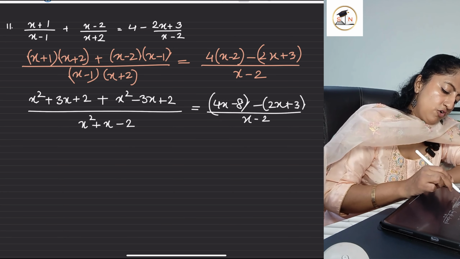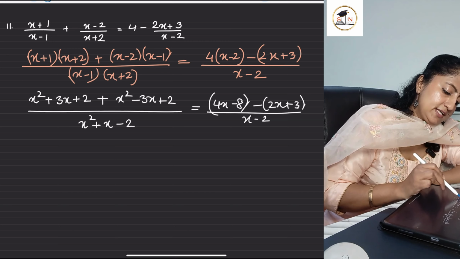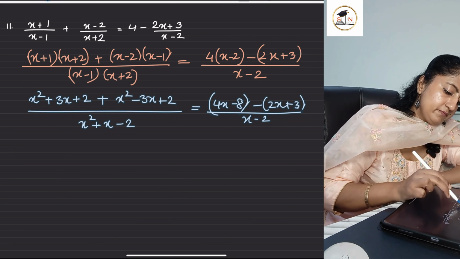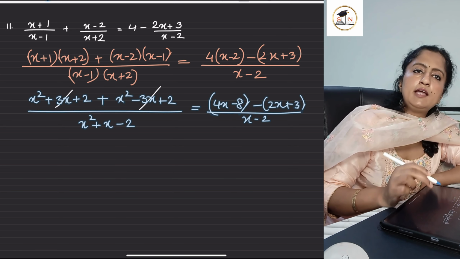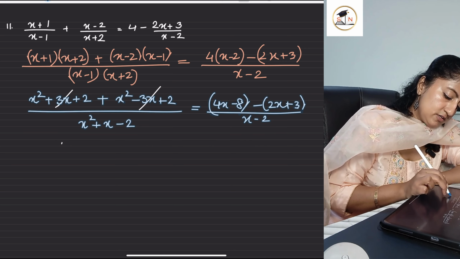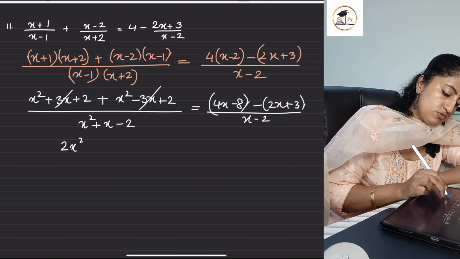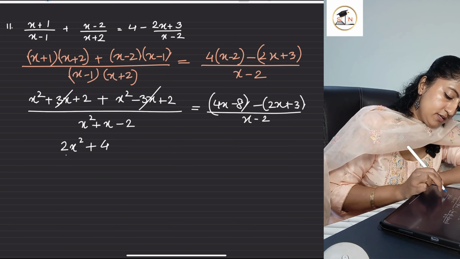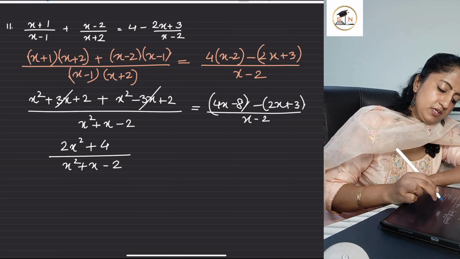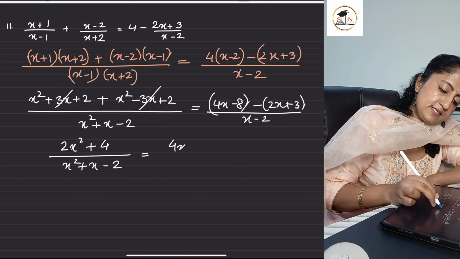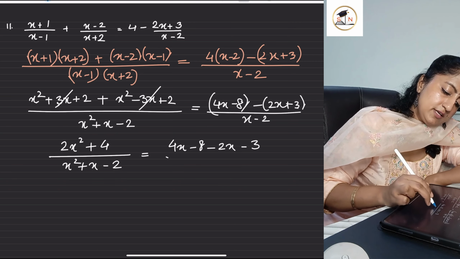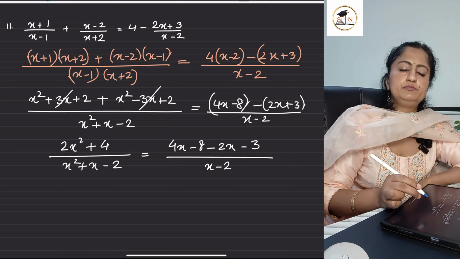Now, over here we can see that 3x and 3x can get cancelled. So, let's get rid of them. Further, we will add up the like terms. So, x square plus x square gives us 2x square, 2 plus 2, 4 over x square plus x minus 2 equals 4x minus 8 minus 2x minus 3 over x minus 2.